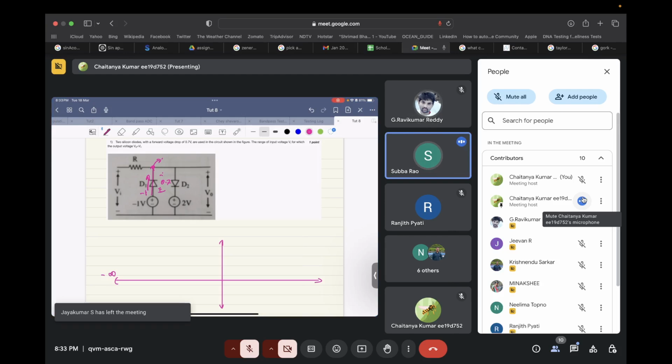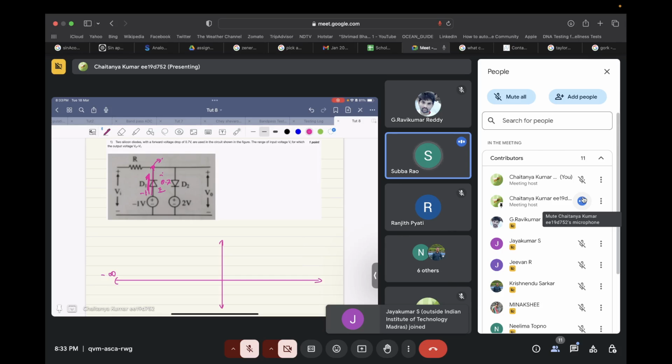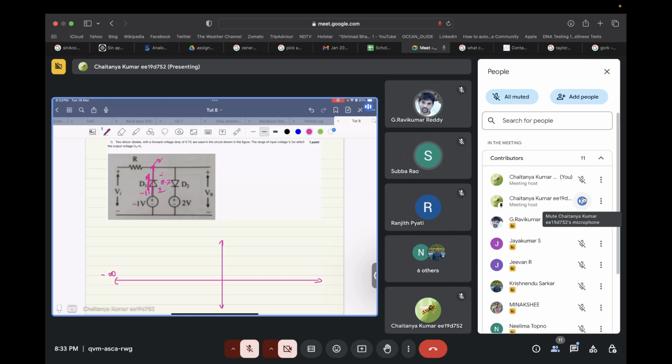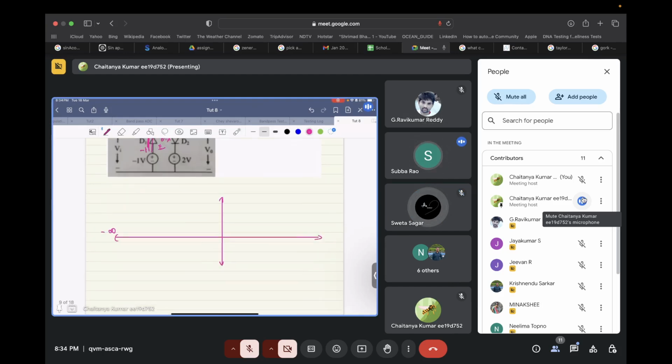Sir, the notation you have used, sorry, the current is flowing from minus 1 volt to the top side, right? Yes, yes, the signs are also okay, sir. So in that case, our voltage at V naught will be minus 1.7, because minus 1 minus 0.7. So as my input voltage is minus infinity, my output voltage will be clamped at minus 1.7, right?